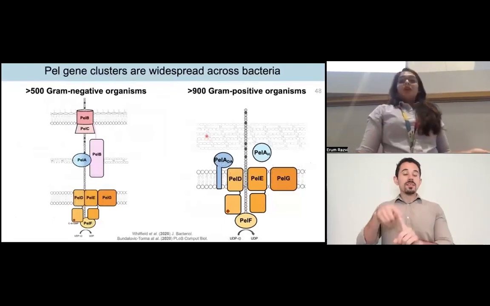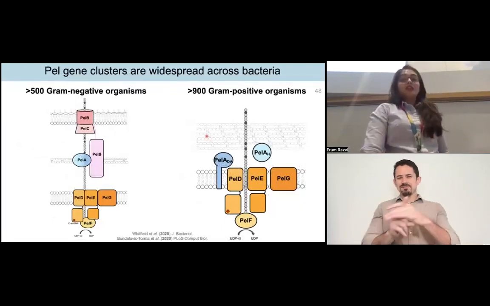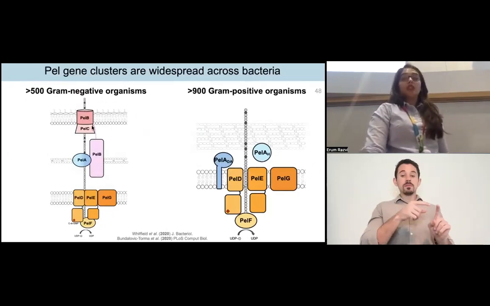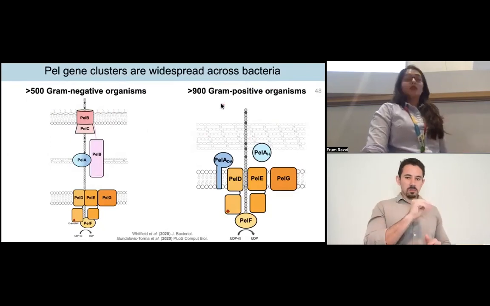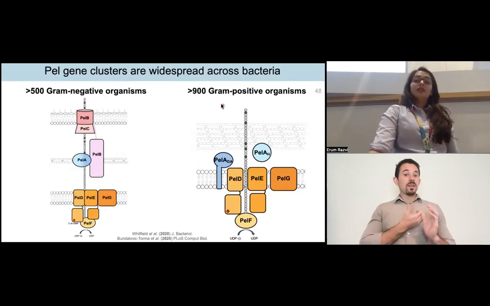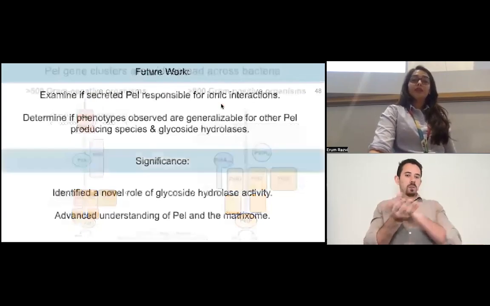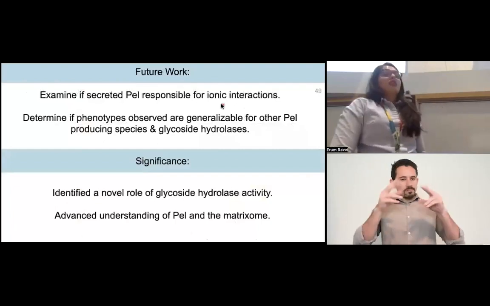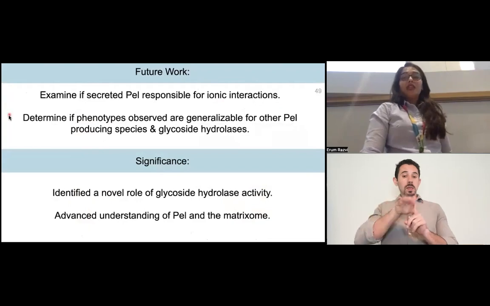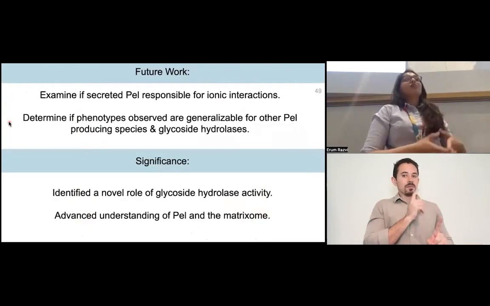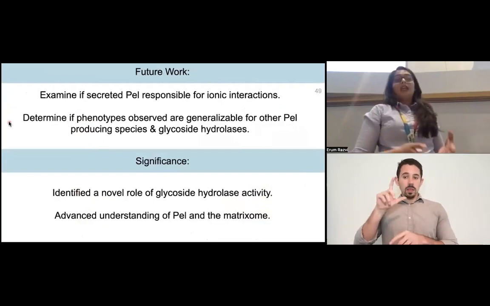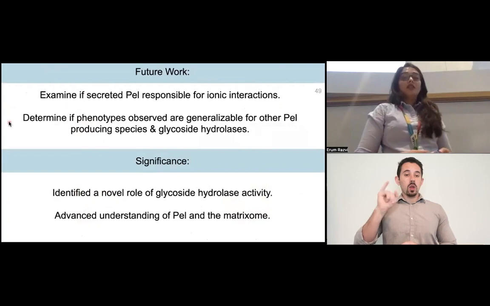So in collaboration with the Parkinson Lab, we have found that Pel biosynthetic loci are widespread across bacteria, found in over 500 gram-negative organisms and over 900 gram-positive organisms. So this means our findings have far-reaching implications. Future work could examine if secreted Pel is responsible for ionic interactions and if the phenotypes we observed are generalizable for other Pel-producing species and glycoside hydrolases involved in exopolysaccharide biosynthesis.